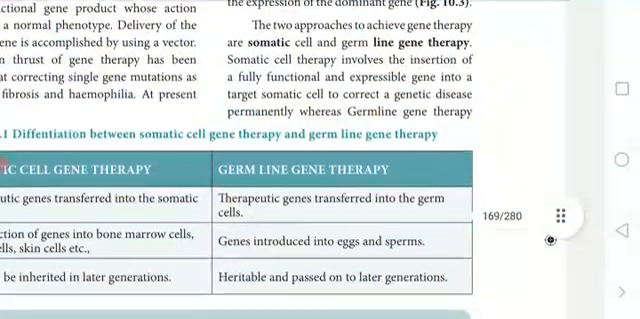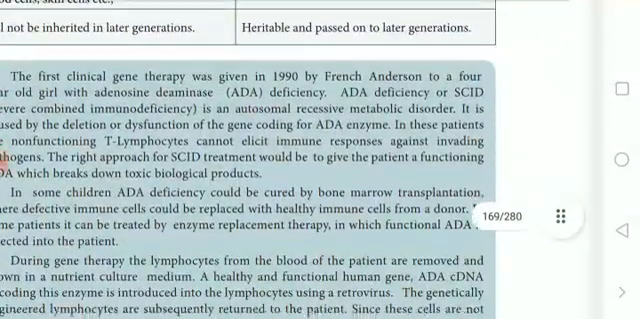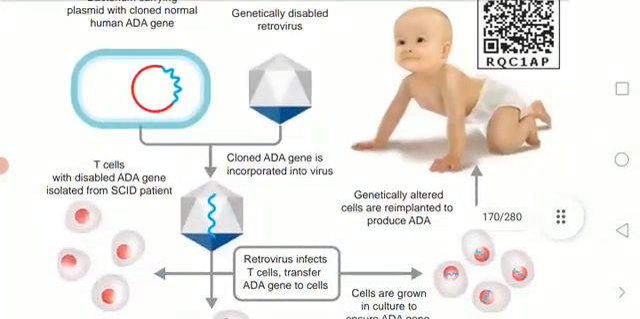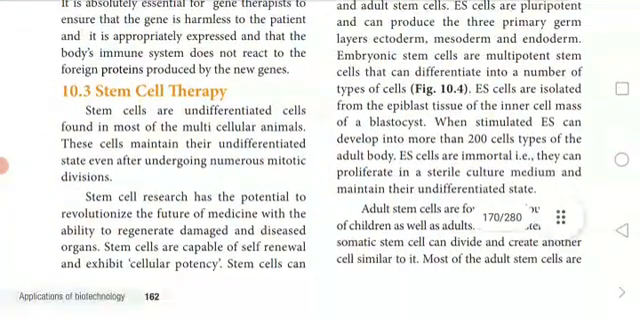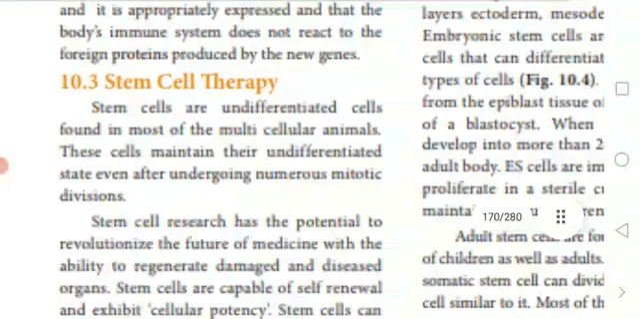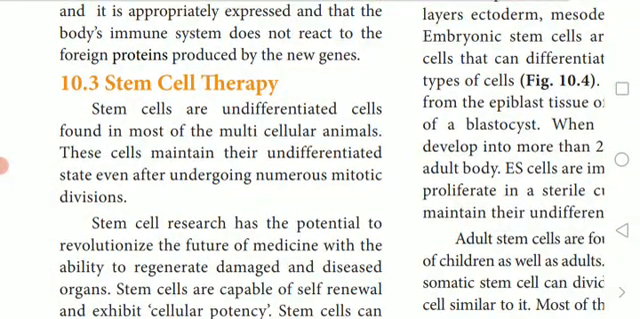The disease could be cured permanently if the gene for ADA is isolated from the bone marrow cells and introduced into the cells of the early embryonic stages. This is the information about the first clinical gene therapy, which was done by Francis Anderson.